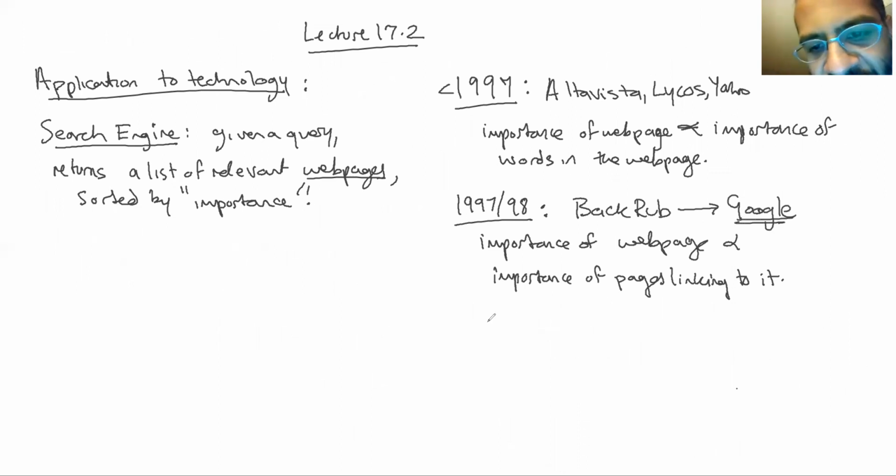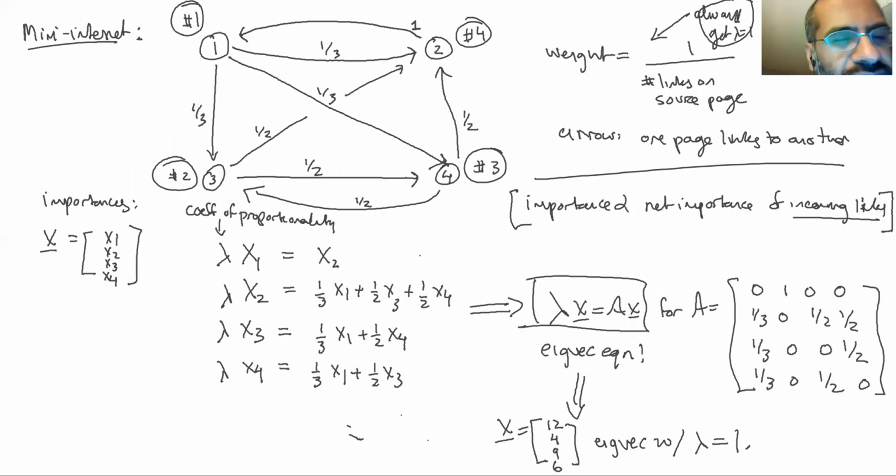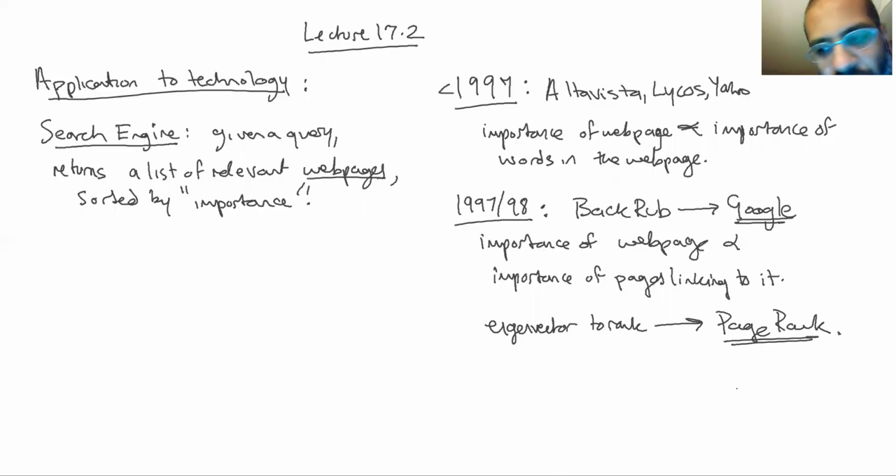And this scheme of using eigenvectors to rank web pages is called PageRank, named after Larry Page, who was one of the co-founders of Google. Eigenvectors and eigenvalues are used throughout modern computer science. I mean, the heart of Netflix and Amazon and most of the other recommender systems are somehow based on eigenvectors and eigenvalues, specifically the singular value decomposition, which we'll study later. So that's one application of eigenvectors and eigenvalues to technology.